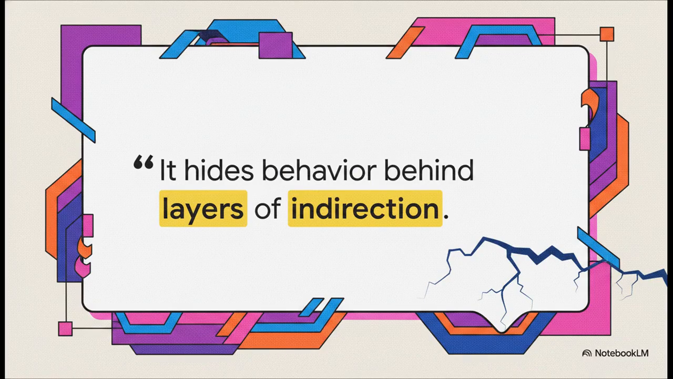And that right there is the heart of the problem. It hides what the code is actually doing behind all these layers of indirection. And once that starts to happen, clarity, the one thing you desperately need when something goes wrong at 3 a.m., just begins to quietly but consistently fade away. So let's dig into this.